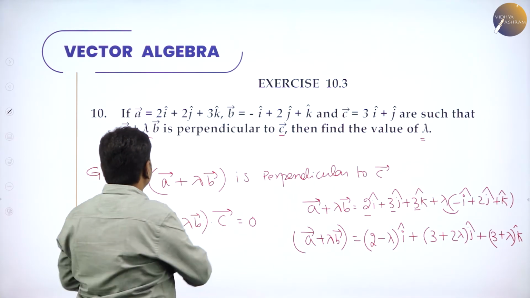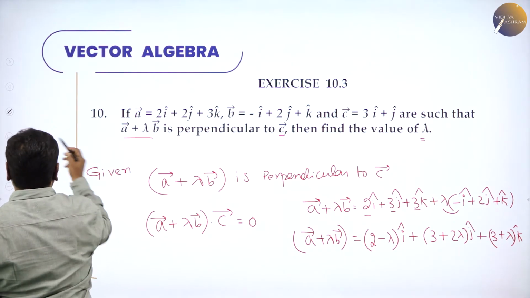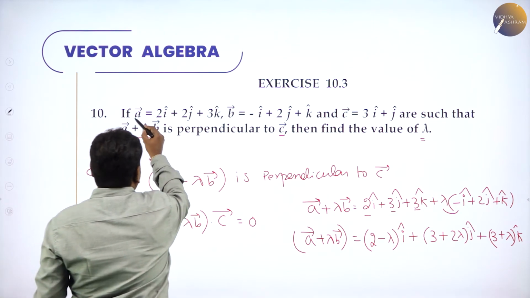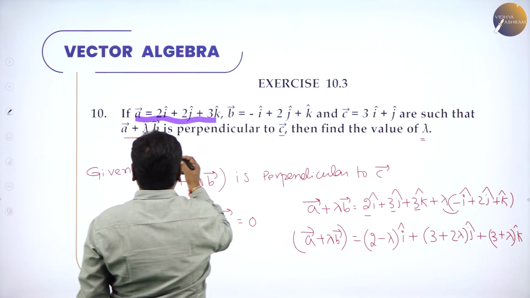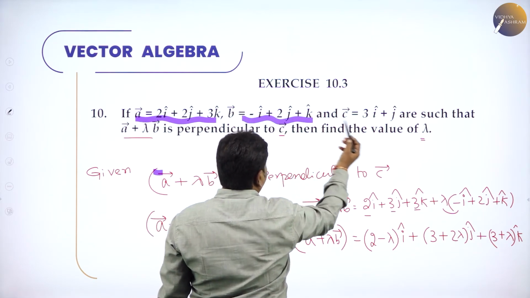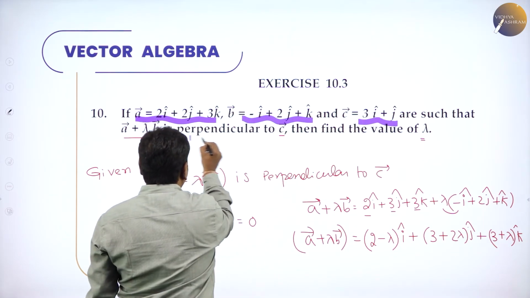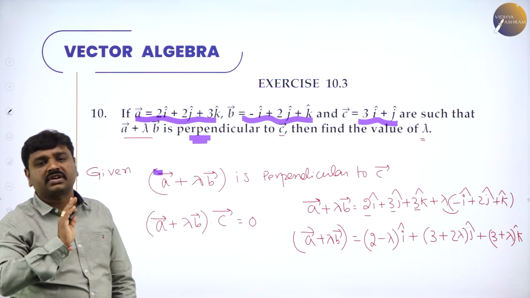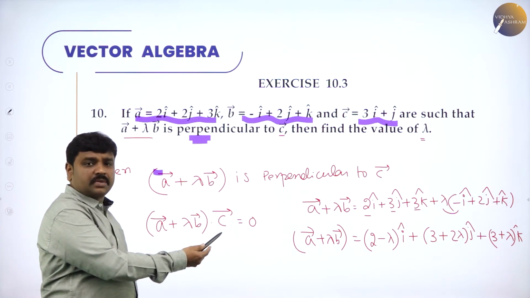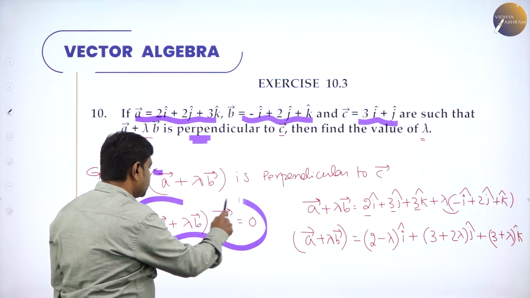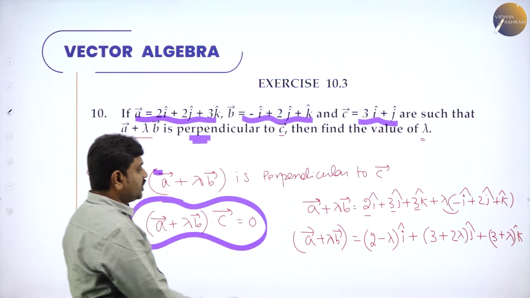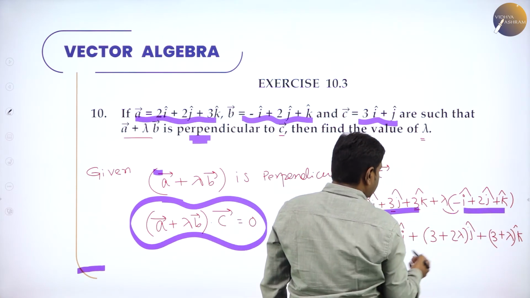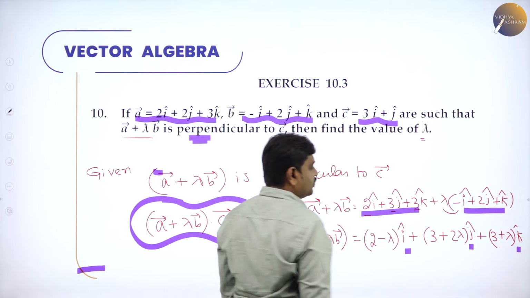If you observe, they gave vector a, vector b and vector c separately. But they told the term perpendicular. If two vectors are perpendicular, then the dot product is 0. That is the major condition we are using. Here a plus lambda b and c are perpendicular. So first our task is to find a plus lambda b: the given vector a plus lambda times b. Multiply this and take i, j, k common, because we need the i, j, k coefficients.